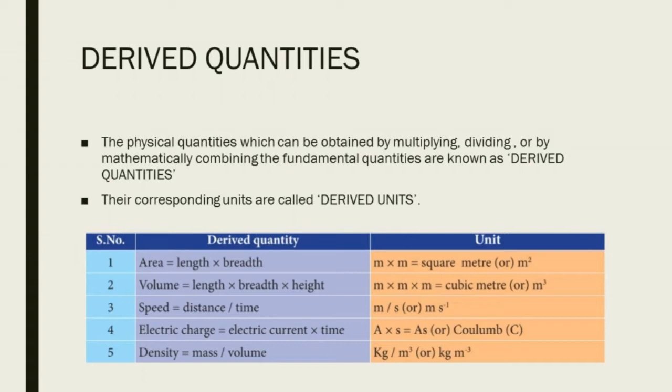Electric charge is equals to electric current into time. What is the basic unit of electric current? Yes, it is A, ampere. Then for electric current, it's ampere, and for time, it is second. So A into s or coulomb. Then density is equals to mass per volume. Here, what is the fundamental unit of mass? It is kg. And for volume, as we already derived in the table, that is meters cube. So kilogram per meters cube.